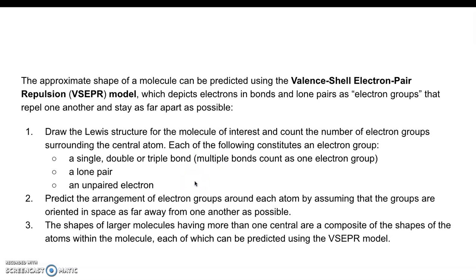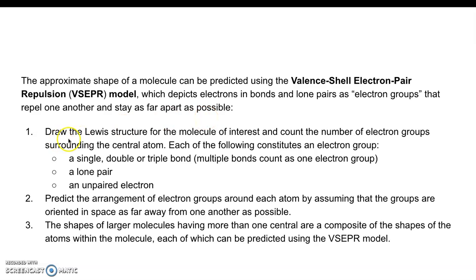So the shape of a molecule, or at least close to the shape, can be predicted using the valence shell electron pair repulsion model, or VSEPR model. That depicts electrons in bonds and lone pairs as electron groups that repel one another and stay as far apart as possible. So how do we do this?